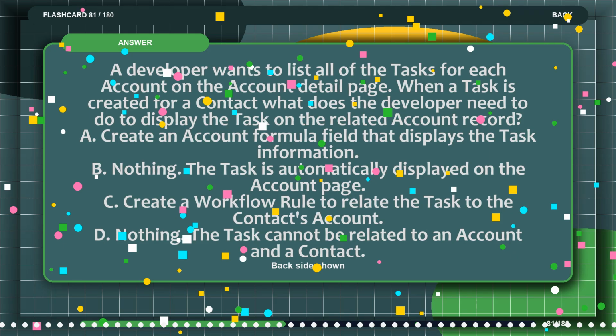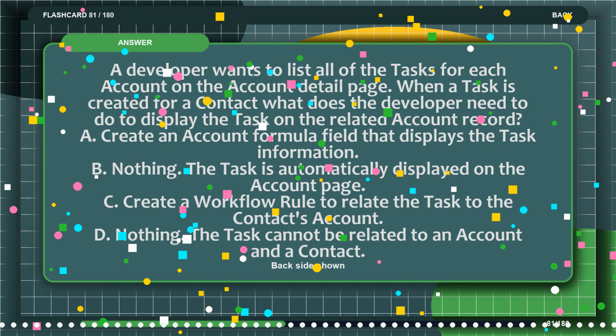The answer is: a developer wants to list all of the tasks for each account on the account detail page. When a task is created for a contact, what does the developer need to do to display the task on the related account record? A. Create an account formula field that displays the task information. B. Nothing. The task is automatically displayed on the account page.